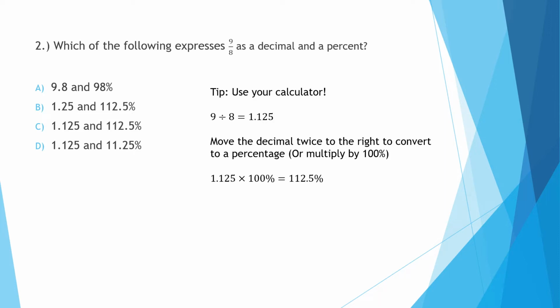Using our calculator, take 9 divided by 8. This will yield 1.125. Moving the decimal two places to the right will give us 112.5%.